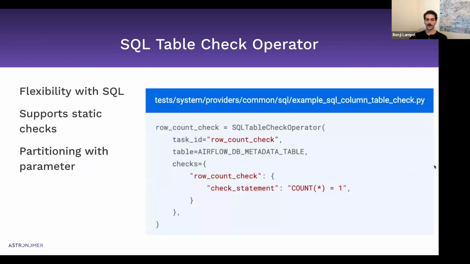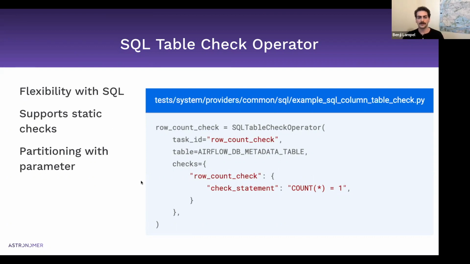So the SQL table check operator, we have a little more flexibility than the column checks. And again, it supports static checks the same way that the column checks do. We're not really looking at metrics. We want to see things that have a Boolean result, something that's true or false that we can pass or fail on. And this one also allows partitioning with a parameter, which gets converted into a where clause under the hood. And we may see that later.